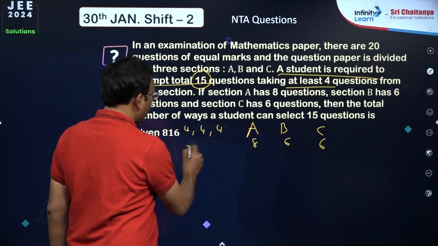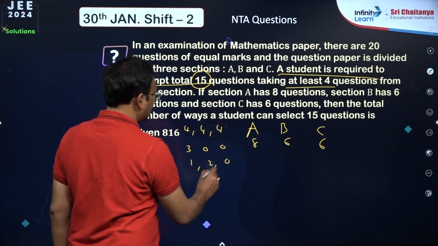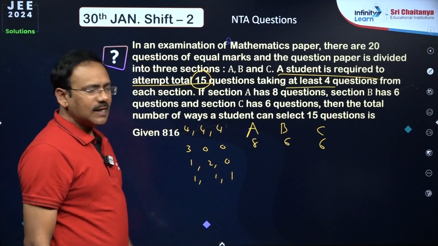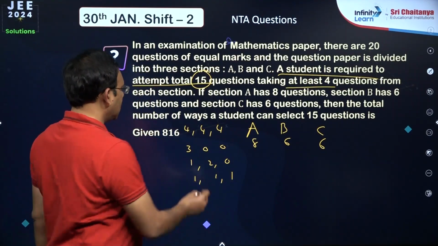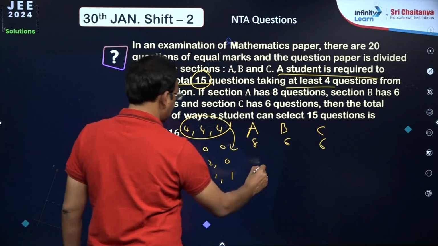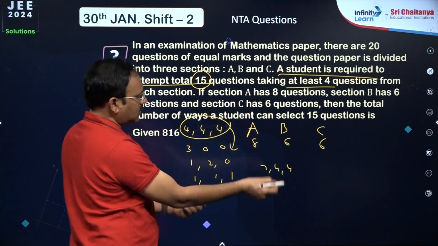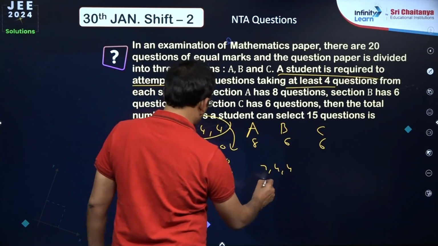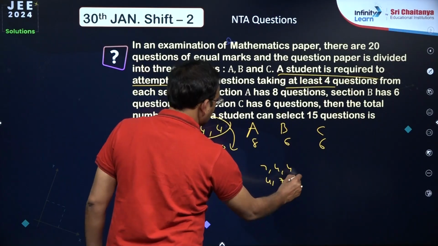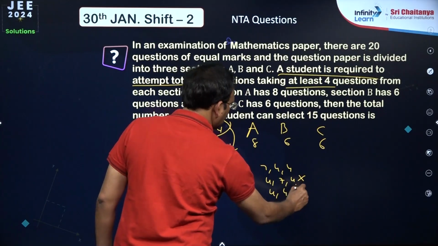You can take 3 from the same subject, or 1 from one subject, 2 from one subject, 0 from the other subject, or 1, 1, 1 each from the other subjects. That means you see the combinations. Suppose 4, 4, 4 combined with this will become 7, 4, 4. So 8C7 into 6C4 into 6C4, or you can write 4, 7, 4, which is not possible, and 4, 4, 7 also not possible.